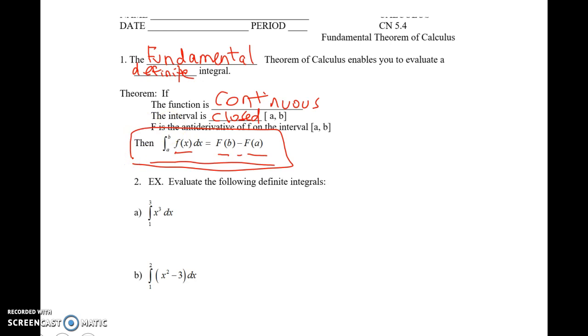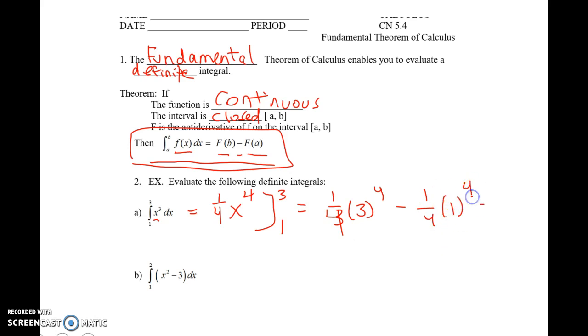So let's try an example. If we want to find the integral from 1 to 3 of x cubed, what we first need to do is find the antiderivative of x cubed. So that means we're going to add 1 to the power and then divide by the new power. We are now going to evaluate from 1 to 3. What that means is plug 3 into our antiderivative minus plug 1 into the antiderivative. And that will give us the definite integral. This is the area under x cubed from 1 to 3. The answer to this is 20 units.